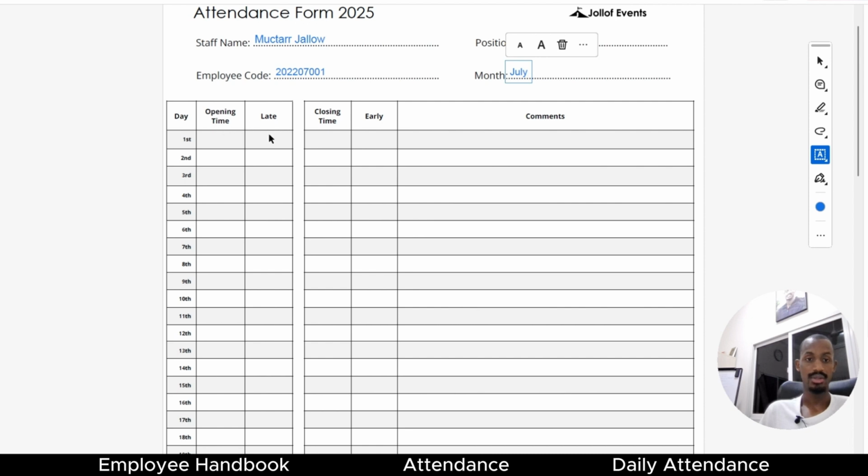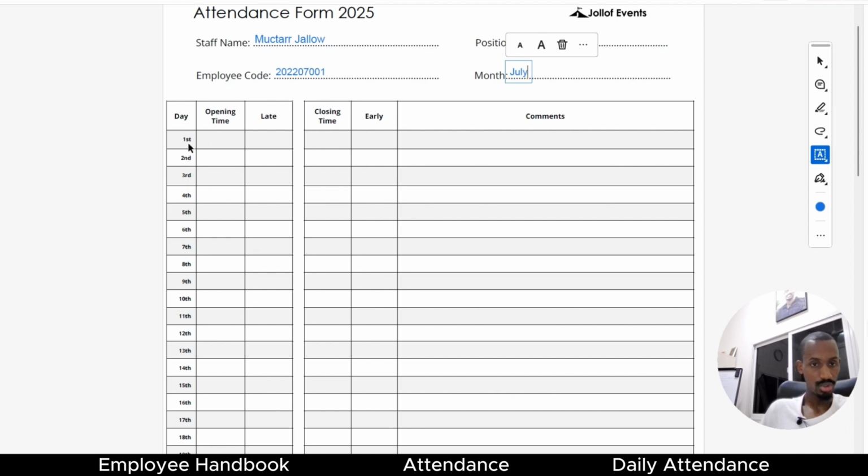Late means you came late, so you have to sign on the late column. Closing time is when you leave work on time. Early means you left early. Comment is where you talk about the reason why you are absent or why you are late or why you left early. Normally if you come on time and you close on time, you don't need to make any comment. But apart from that, you need to make a comment on everything.